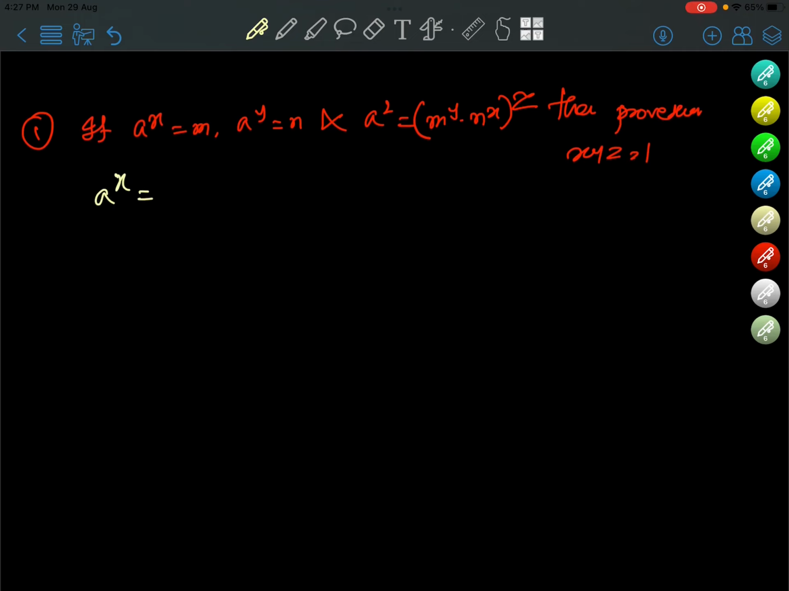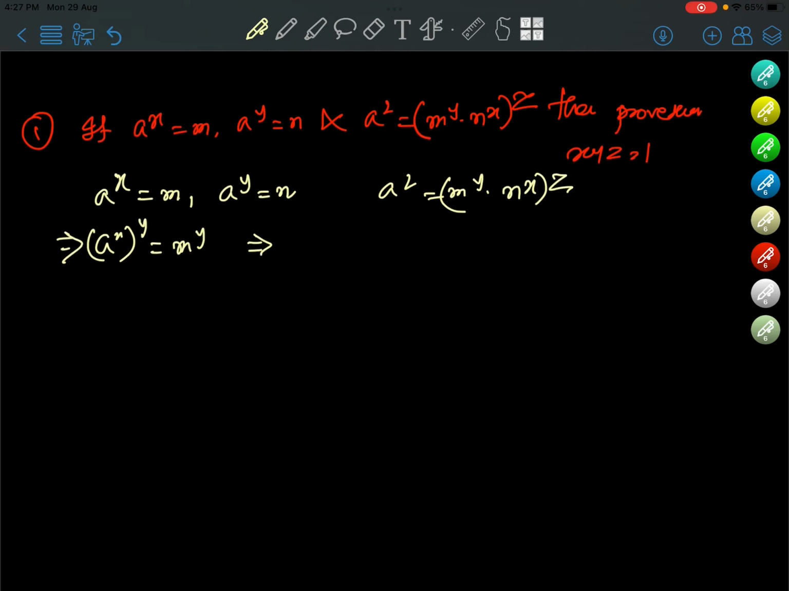What are the given conditions? The given conditions are a to the power x equals m, a to the power y equals n, and a square equals m to the power y into n to the power x to the power of z. We are seeing that m has a power y and n has a power x. To get that, we have to do this: a to the power x to the power of y, m to the power of y. Now a to the power y to the power of x, n to the power of x.